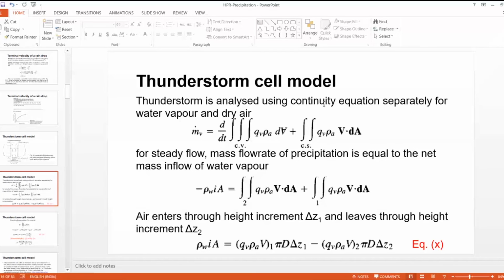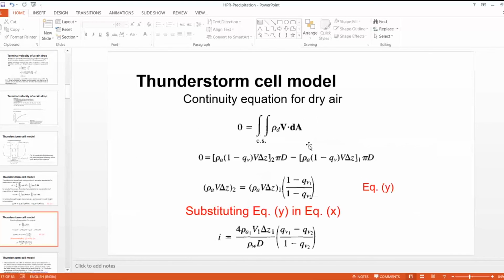Moisture has two components: one is the vapor and the other is dry air. So we need to apply the continuity equation for moisture as well as dry air. Then from that we can get the equation for intensity of rainfall.